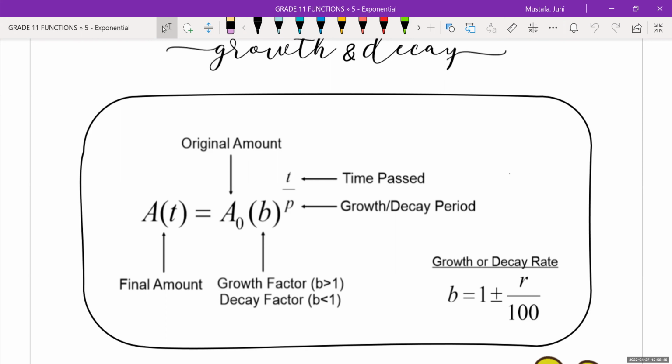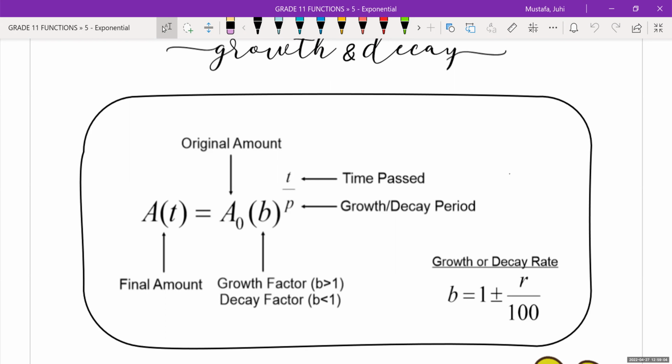And then the exponent is quite important because the exponent is t over p. So the numerator in the exponent will tell you how much time has passed, and the denominator of the exponent will tell you what the actual period of the growth or the decay is. Now, I kind of jumped into the formula without actually talking about what this means.